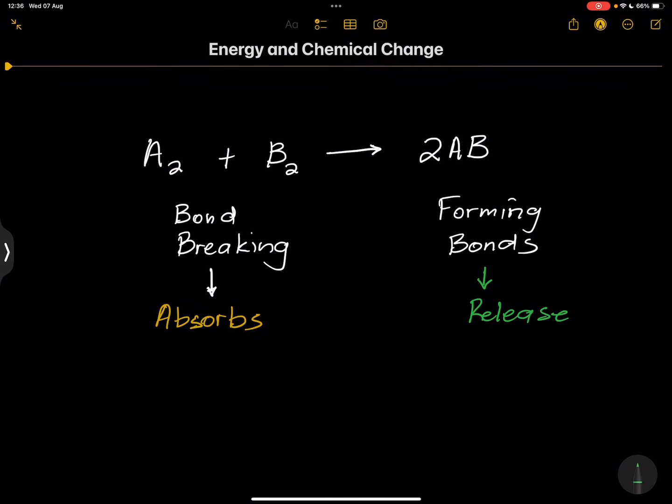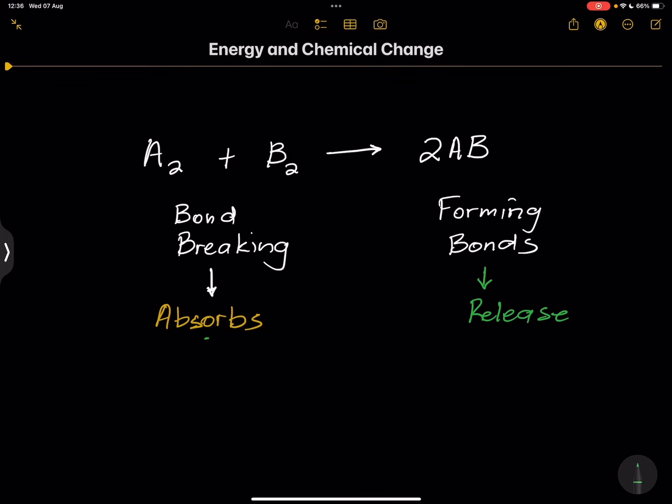Now, I'm sure some of you know the law of conservation of energy. It says in an isolated system, energy cannot be created or destroyed, but it is transferred from one form to another. So we know that we are absorbing energy over here. We are releasing energy on the other, when we are forming bonds. Now let's talk a little bit more about this.